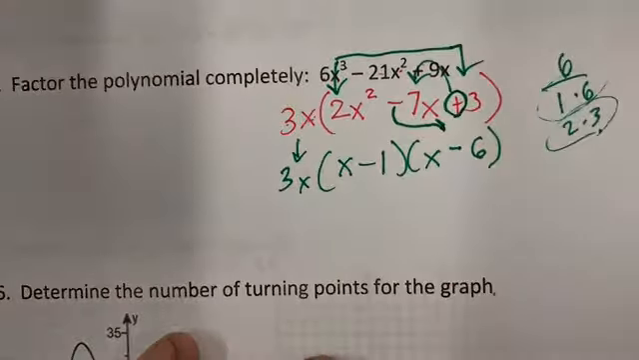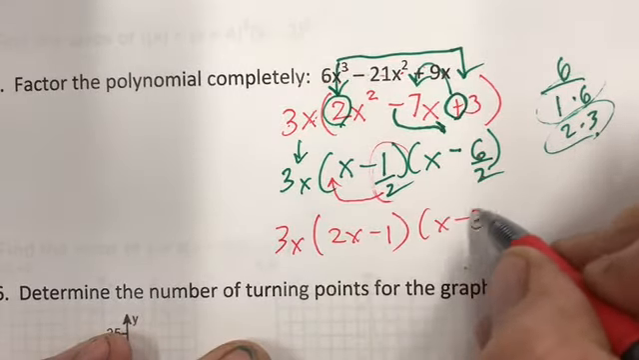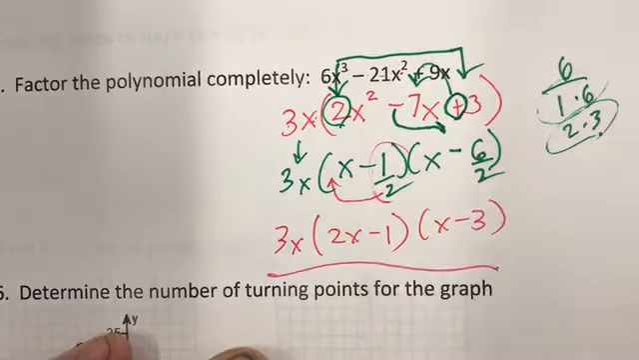Okay, now I can't have fractions, so I got to fix these fractions. Like I got the 3x out front. This x minus 1/2, 1/2 does not simplify, so I'll just take the 2 and put it in front of the x here. And there's that one. And then 6 divided by 2 is 3, so this just simplifies to x minus 3. And there you go. There's my answer for that.